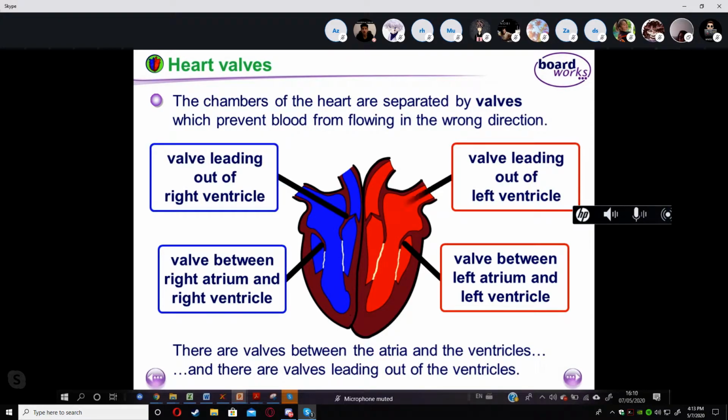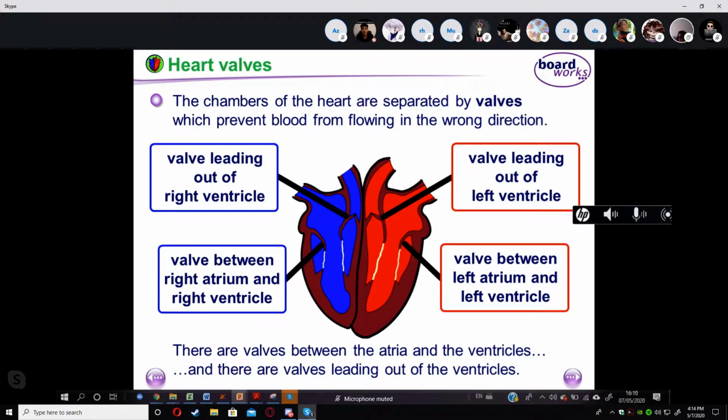So there are valves between the atria and the ventricle, and there are valves leading out of the ventricle. These are the different points. So what are these valves called? The valves between the atrium and ventricle?